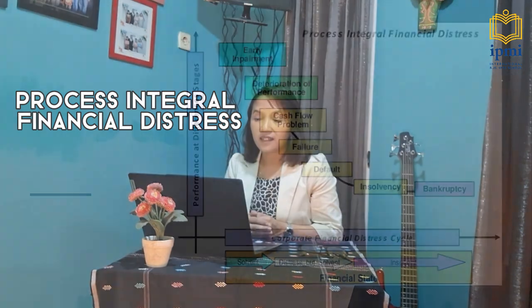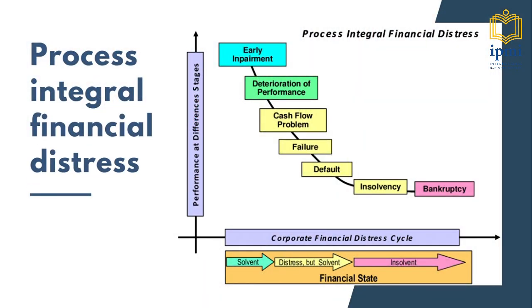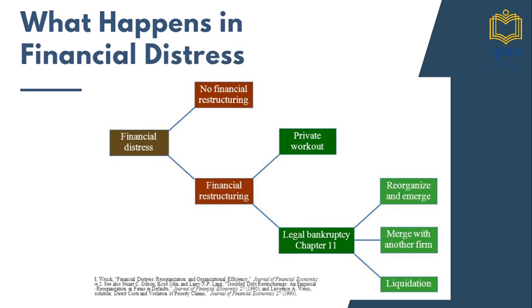Let's break down the process of financial distress. It typically goes like this: early impairment, deterioration of performance, cash flow problems, failure, default, insolvency, bankruptcy. What happens in financial distress?